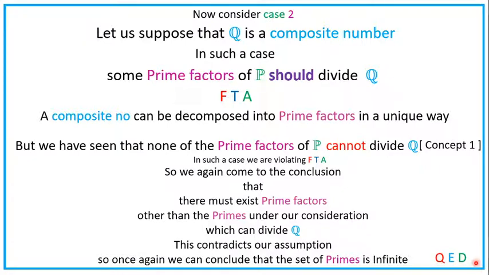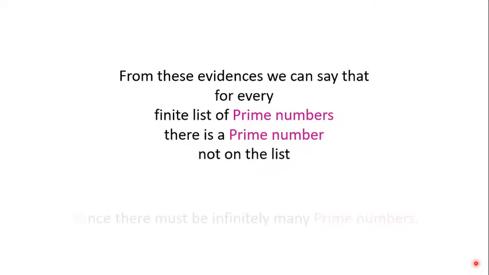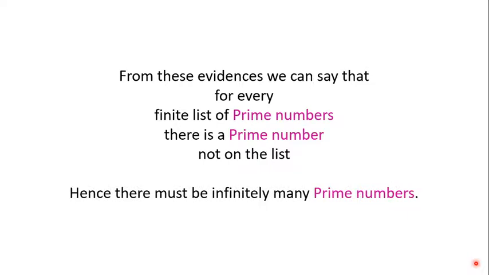QED, quod erat demonstrandum. That is the proof for the theorem which states that the prime numbers in the set of natural numbers are infinite only. Okay, some more information regarding this. From all these evidences, we can say that for every finite list of prime numbers, there is a prime number not in the list. So hence there must be infinitely many prime numbers. So hence it is true.